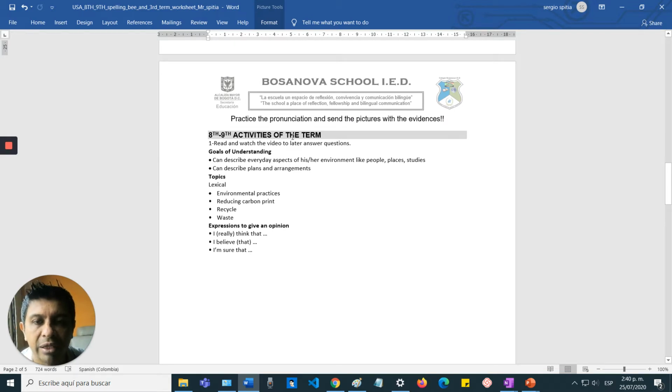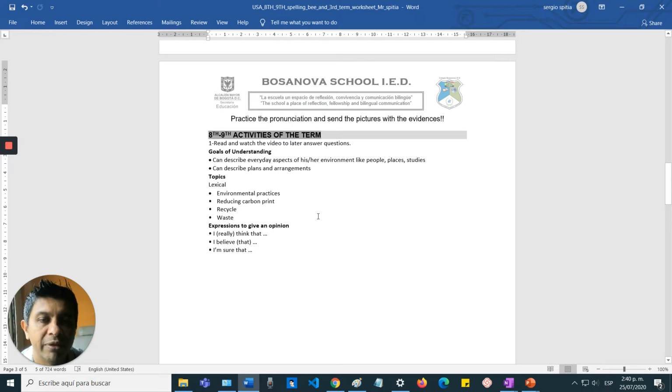8th and 9th activities of the term. So we have specific activities apart from the spelling bee practice. So goals of understanding: can describe everyday aspects of his or her, en el caso de él, de ella, en este caso ustedes de estudiantes, environment like people, places, studies. Puedes describir aspectos de cada día de lugares, personas y estudios. En cuanto al medio ambiente, bueno, vamos a revisar qué ocurre.